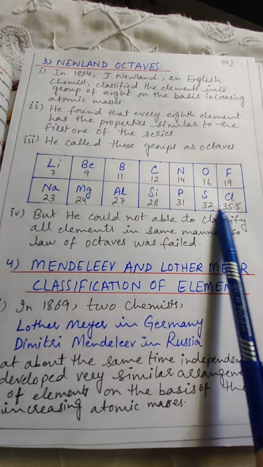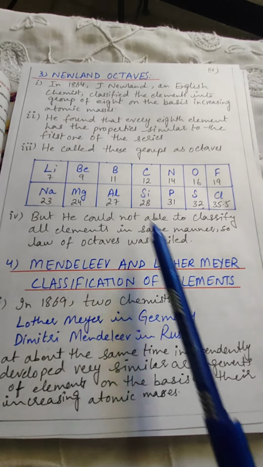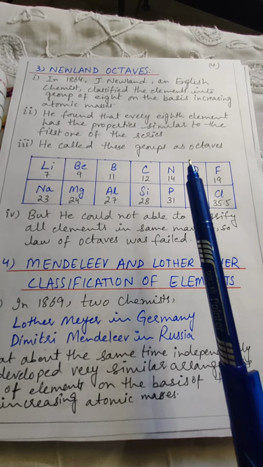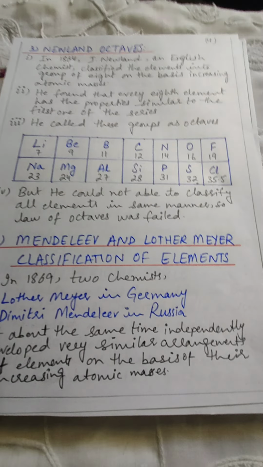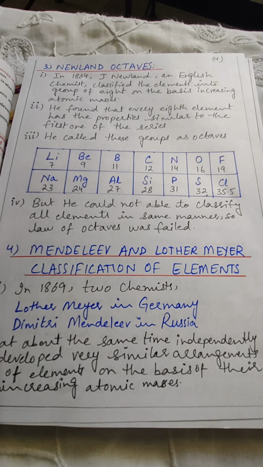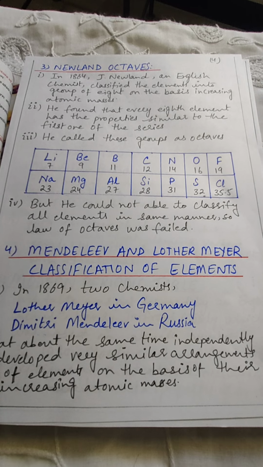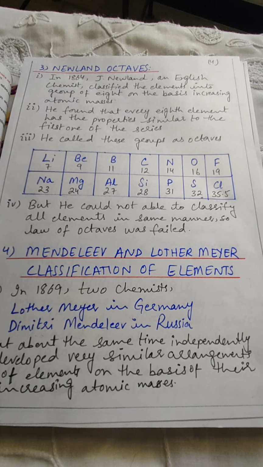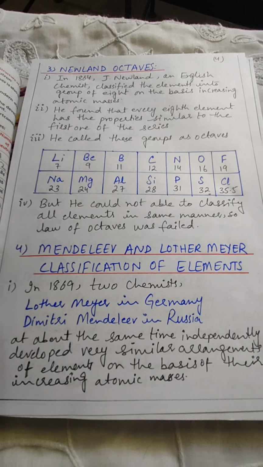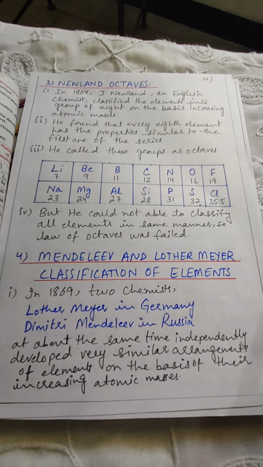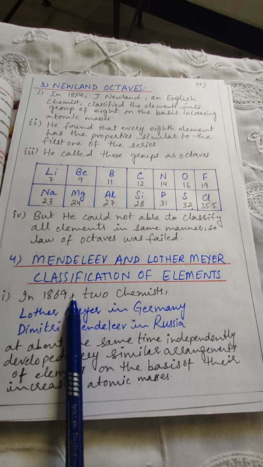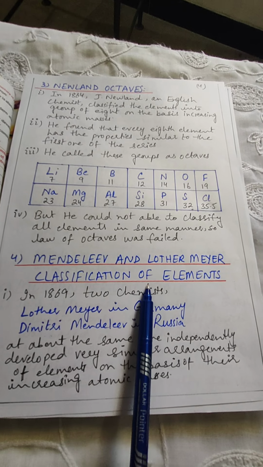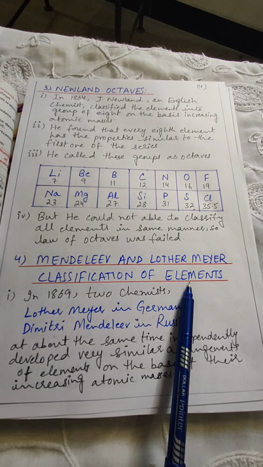And so on. According to this classification, Newland arranged the elements in groups of 8, which was familiar as Newland's octaves. He could not classify all the elements in the same manner, so the law of octaves also failed. After Newland, there were other scientists, Mendeleev and Lothar Meyer, who gave their classification of elements.